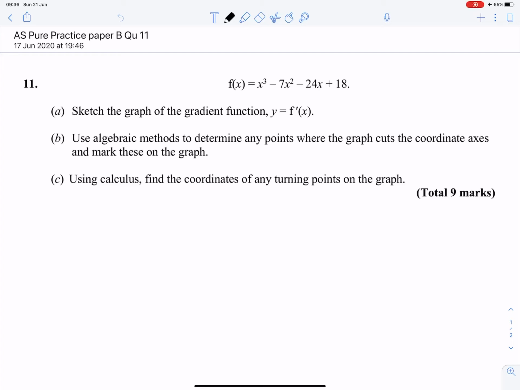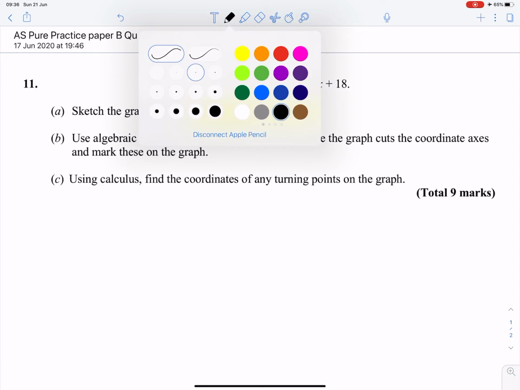Question 11 then. F of x equals x cubed minus 7x squared minus 24x plus 18. Sketch the graph of the gradient function. Again, really important to read the questions carefully. It's not sketch the cubic, it's the gradient function y equals f dash of x. So you've got to differentiate it. Hopefully we've learnt how to do that. It's nicely already in a polynomial form.